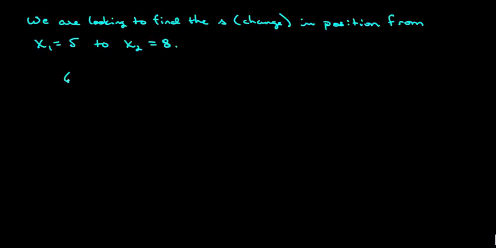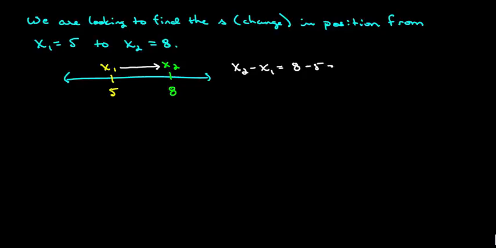So if we draw a real number line out, here's 5, which is x1, and then here's 8, which is x2, and we want to know if we're moving from x1 to x2, what's the change in our position. So if we're going from here to here, we want the change. Now we're moving to the right, so our change should be positive. So we take x2 minus x1, which is 8 minus 5, and that gives us a change in position of 3 units.